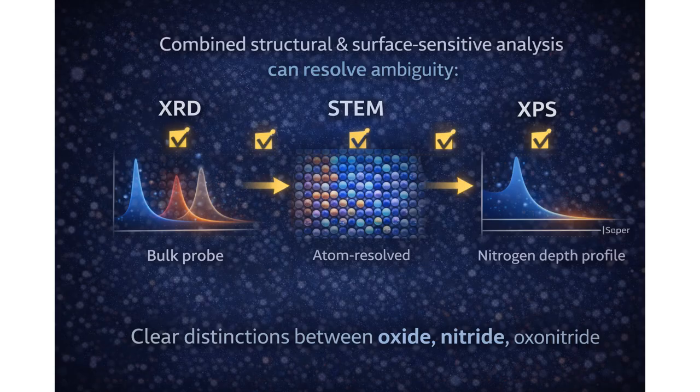This schematic summarizes how combined structural and surface sensitive characterizations help resolve ambiguities in oxynitride materials. XRD probes bulk crystal structures, STM provides atom level compositional mapping, and XPS reveals nitrogen distribution and depth profiles near the surface. Integrating these techniques enables clear distinction between oxide, nitride, and true oxynitride phases and avoids misinterpretation from any single method alone.